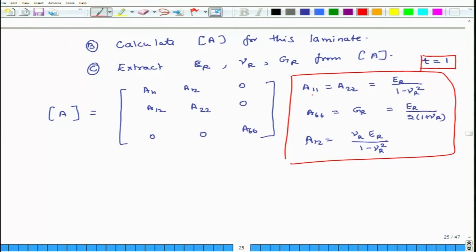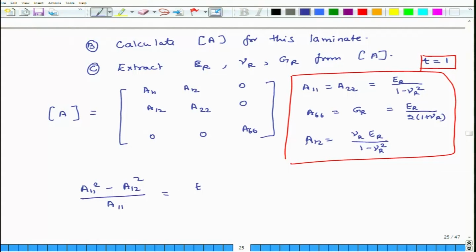and I can calculate the values of A11, A22, A66 and A12 using the quasi-isotropic laminate which I am thinking about. Okay. So, from these relations then I can back calculate ER, nu R, GR and these things. So, let us see how we do that. So, from these we see that A11 square minus A12 square divided by A11, what does it come out to?